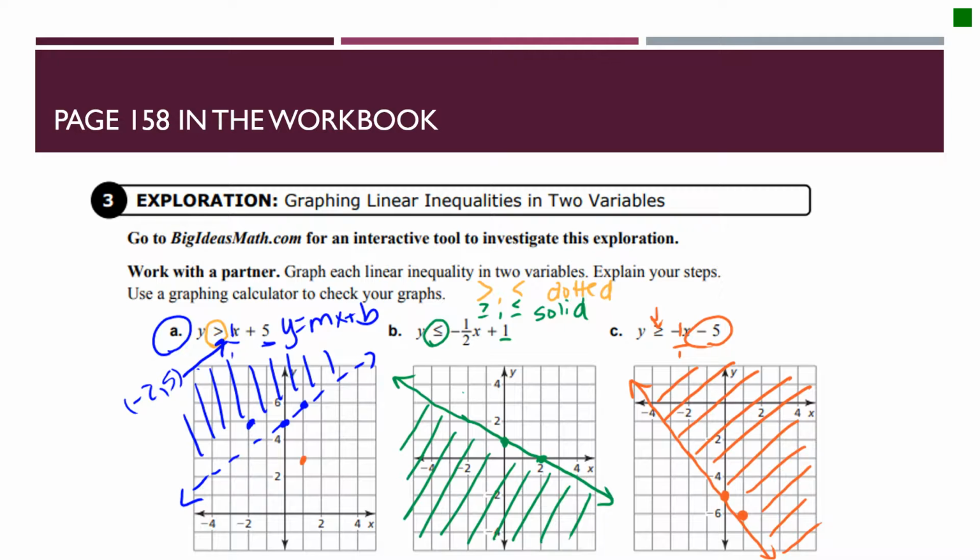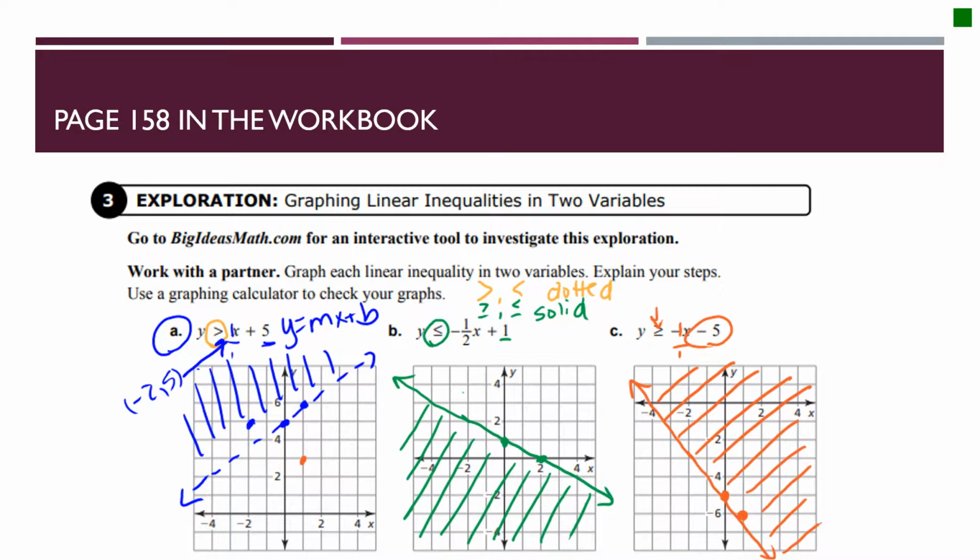Okay, and what that means is that if I were to pick, let's say, this point right here, that's the point (-2, 5). If I were to take (-2, 5) and plug it into that equation, it would be true. Now, on the other hand, if I picked something down here that's not shaded, like (1, 3), if I plugged (1, 3) in that function, it would not be true. Okay, so we only want to shade the parts that are true.